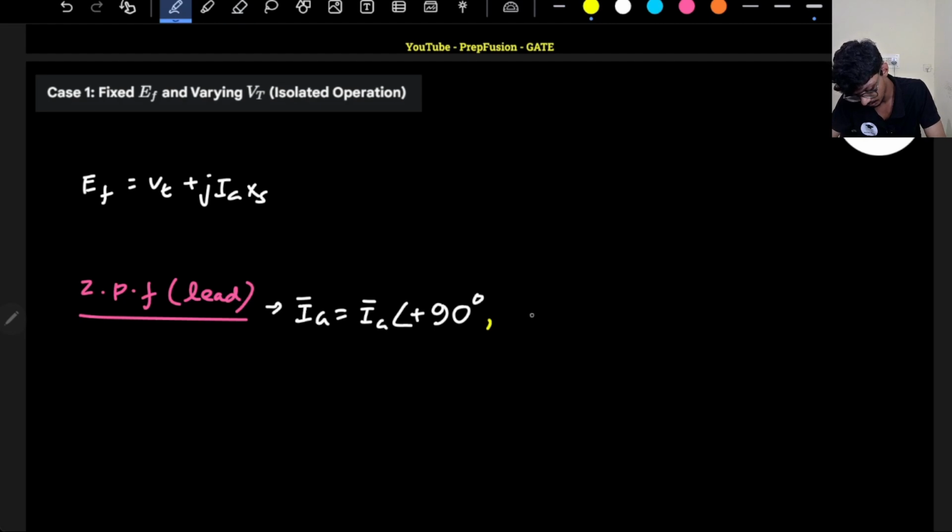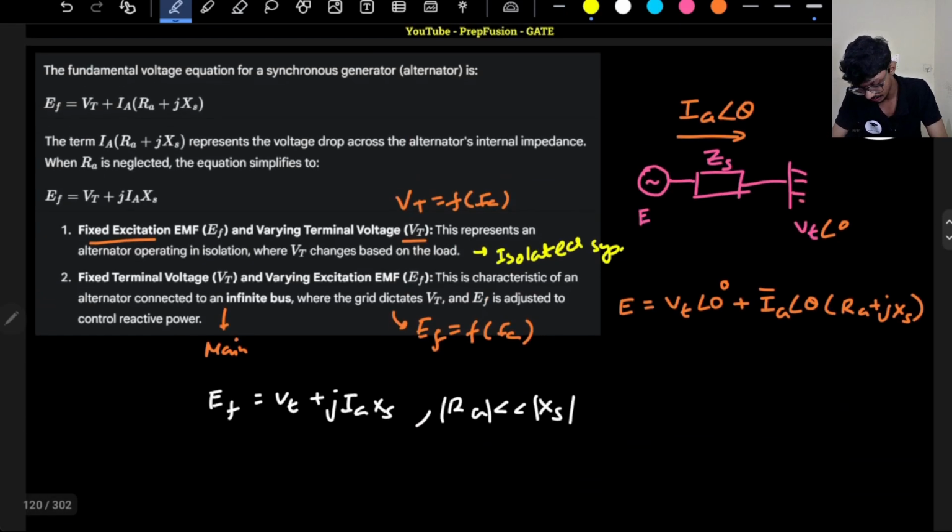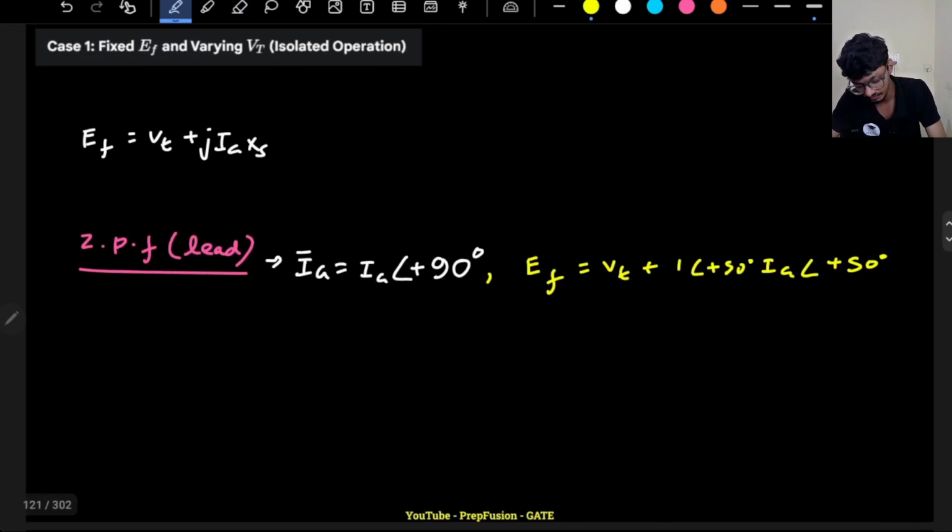What I can say is that EF equals Vt plus j times Ia angle plus 90 times Xs, where Ia is the magnitude. The magnitude of Ia will be varied, but the power factor is constant. We will vary Ia, and different curves will be obtained. Here j is plus 90, so this is plus 180, which basically means minus 1. So this will be Vt minus Ia Xs. So EF is Vt minus Ia Xs.